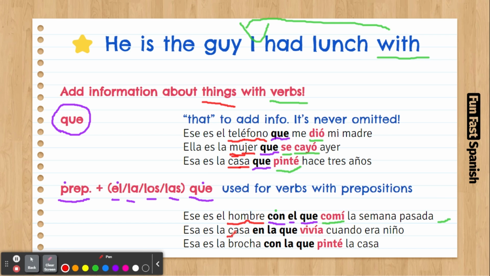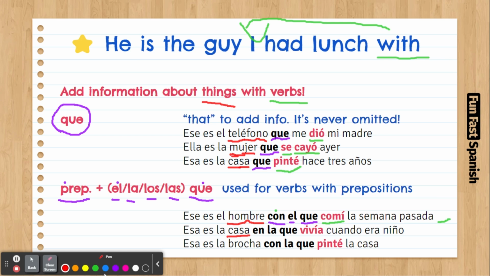So this is the thing we're going to add information about. Esa es la casa en la que vivía cuando era niño. So when I was a child, yeah. This is the house. That is the house where I used to live when I was a child. Yeah.